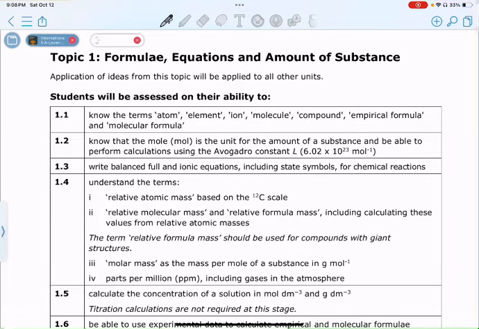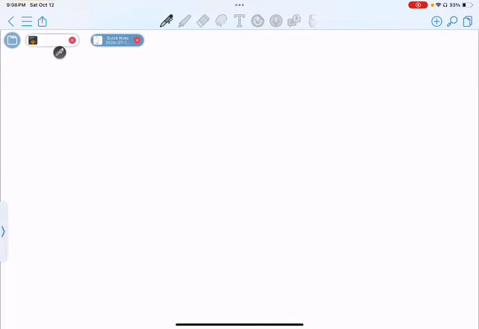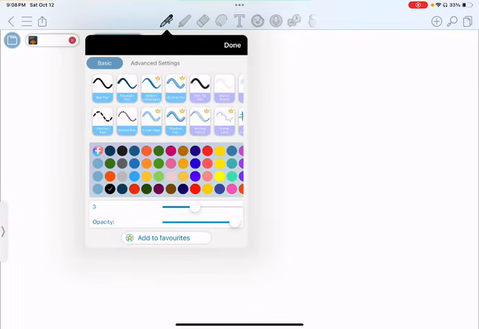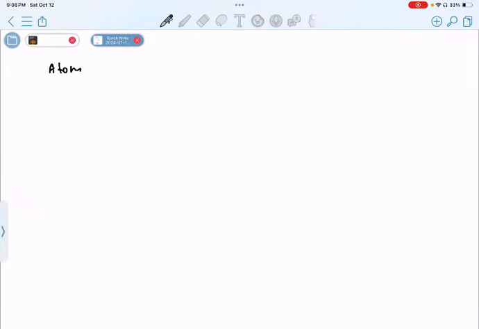Know the terms atom, element, ion, molecule, compound, empirical formula, and molecular formula. Okay, so let me increase the font of this. Yeah, so let's start with an atom. What is an atom? An atom is the smallest part of an element that can exist. This is the simplest definition of an atom. So you cannot cut an atom into two or any more than it is already cut, okay?